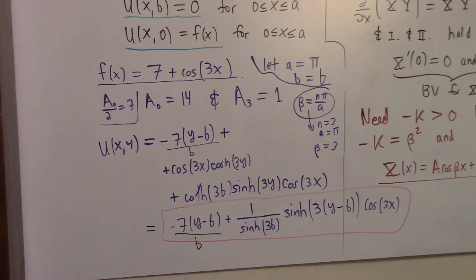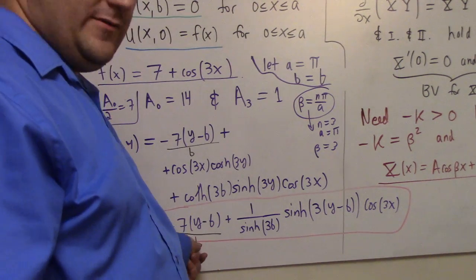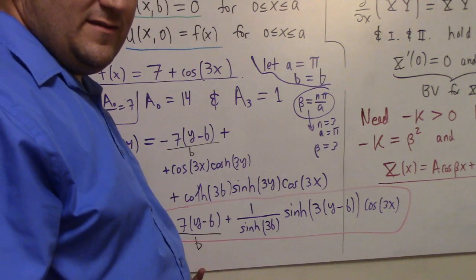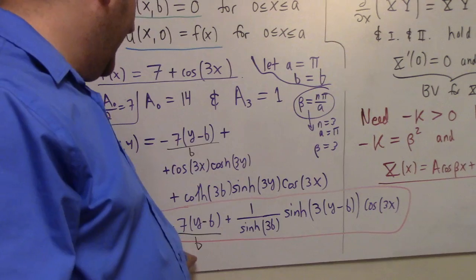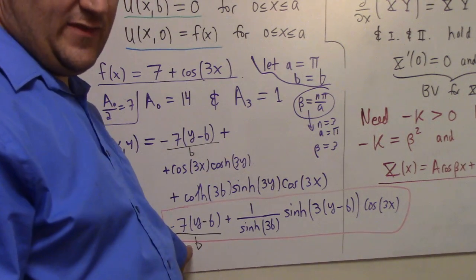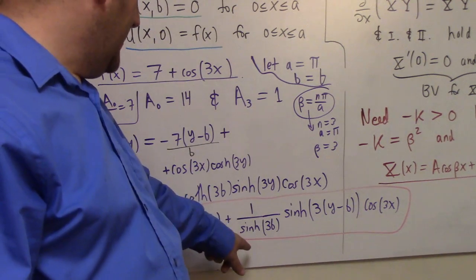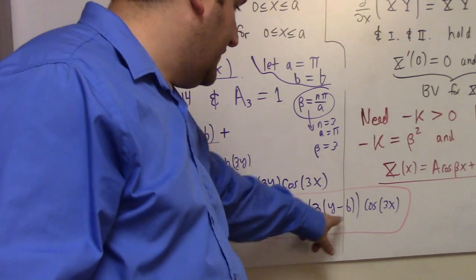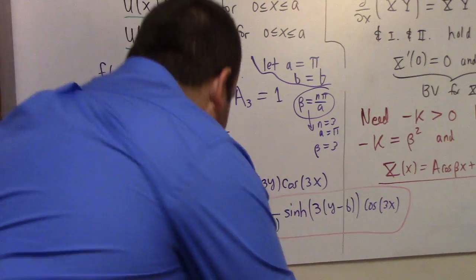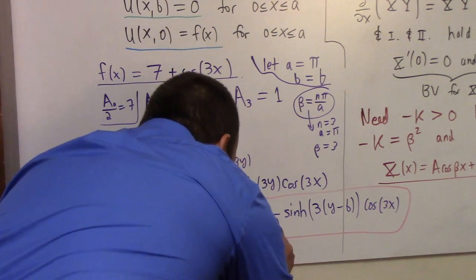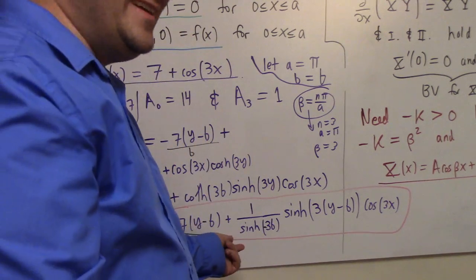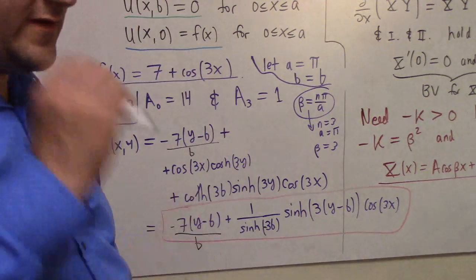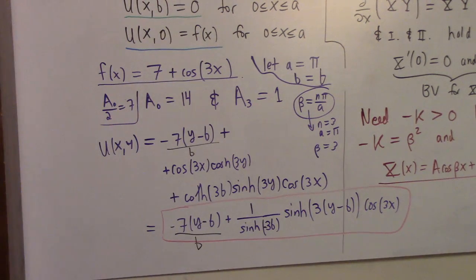Checking my answer, I see I'm missing it because if I plug in y equal to 0, this gives me 7b over b, which is 7. But without that division by b, I don't get back the 7 that I need. Over here, plugging in y equal to 0, I get sinh 3b. There's a minus there, sorry about that. And so then they cancel and leave you cosine 3x. You get 7 plus cosine 3x.